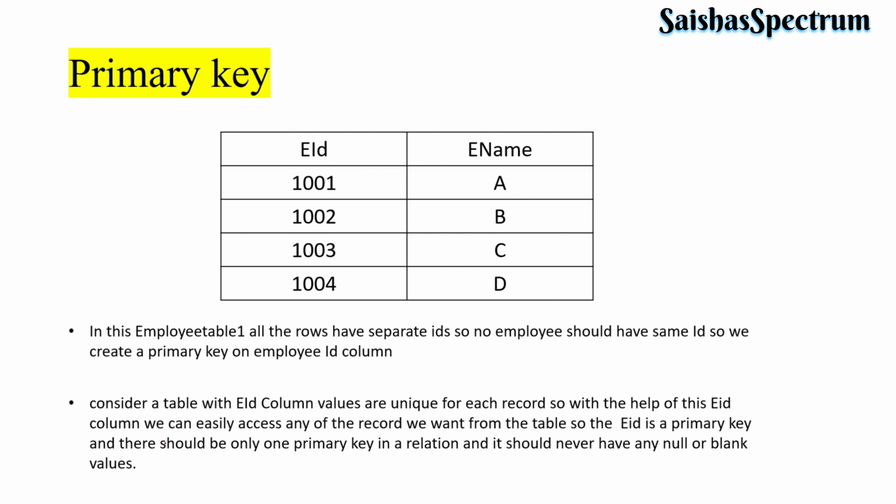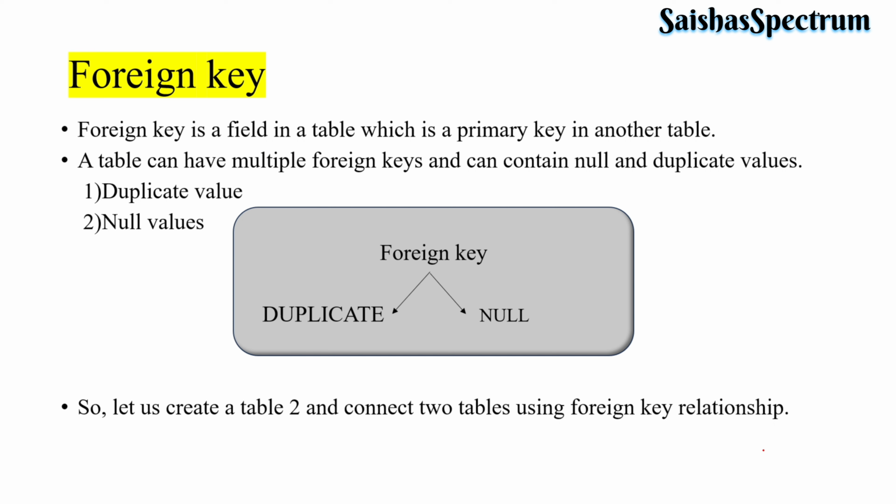Let us consider a table where we have an employee ID column which has a unique value for each record. With the help of this employee ID column, we can easily access any record from the table we want, and this employee ID is a primary key in this table. There can be only one primary key in a relation, as we saw in the last slide, and there should not be any null or blank values.